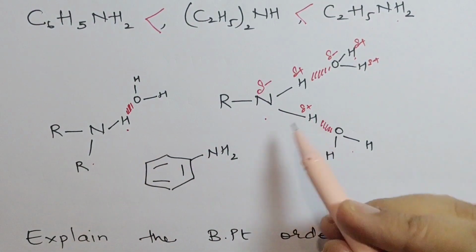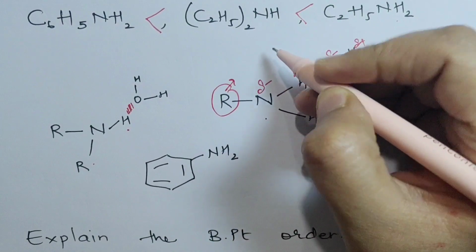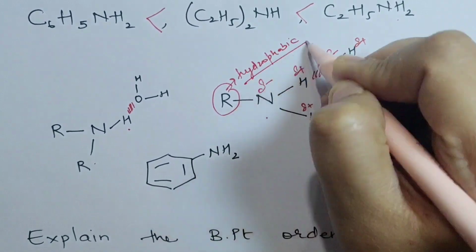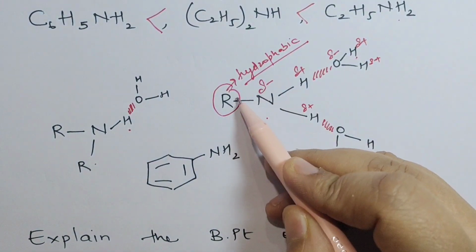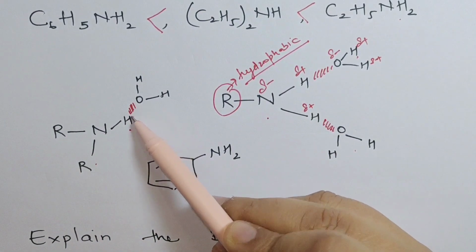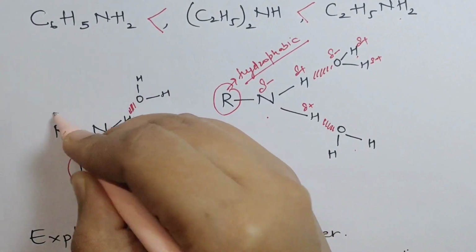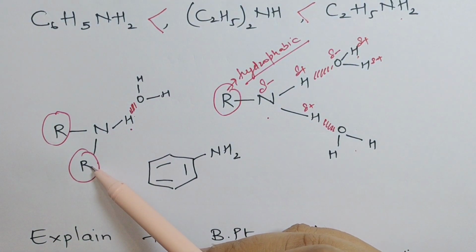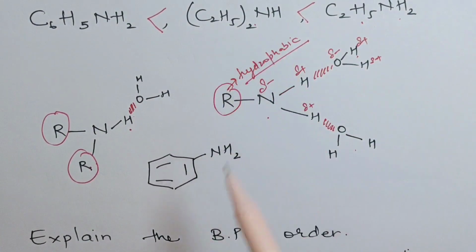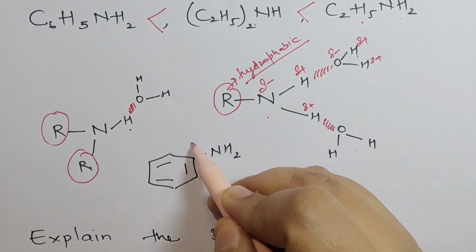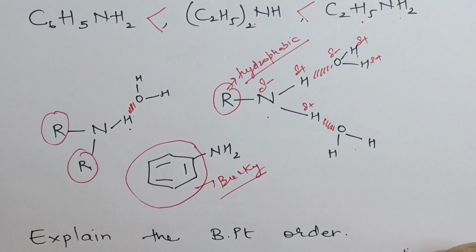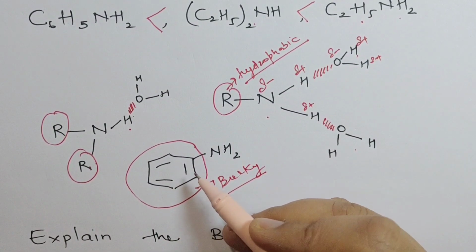Plus, in primary amines, there's only one hydrophobic group. This repels water, but it is just one in case of primary amine. In case of secondary amine, there is lesser hydrogen bonding and there are two hydrophobic groups which are going to repel water. So obviously primary amine is going to be more soluble in water as compared to secondary amine. Talking about aryl amines, here the hydrophobic group is rather bulky, much bulkier than other aliphatic amines. So this is going to be least soluble in water.